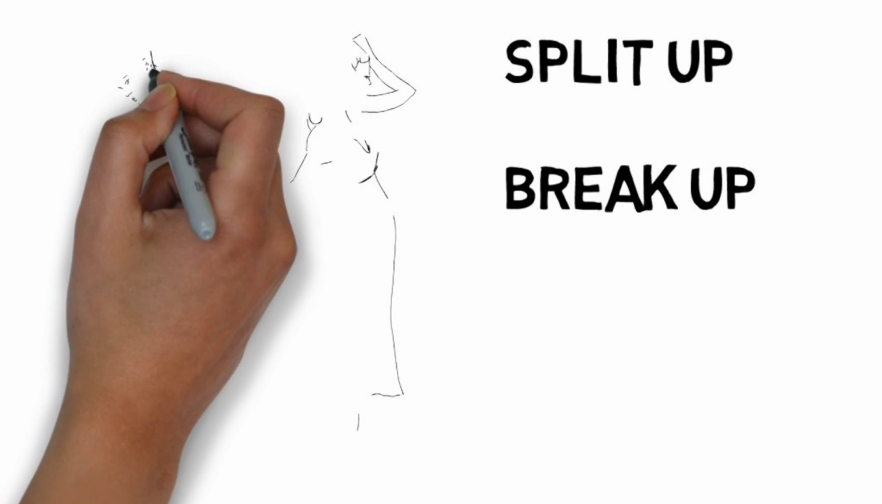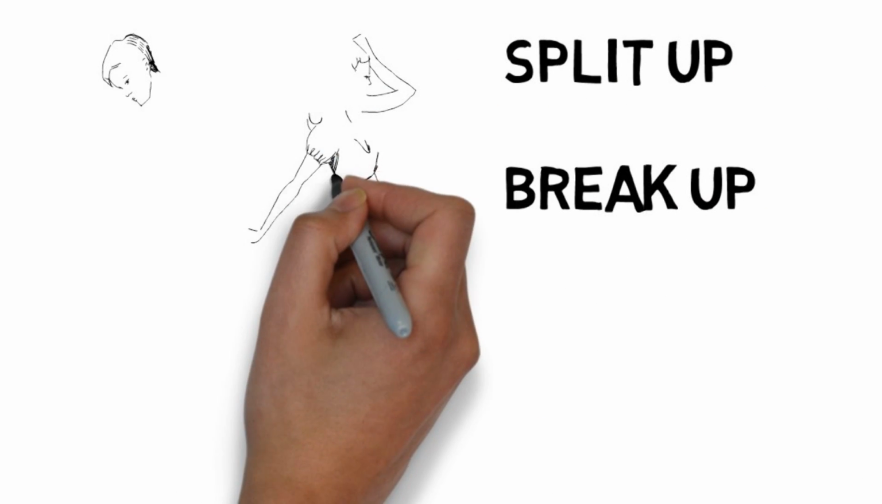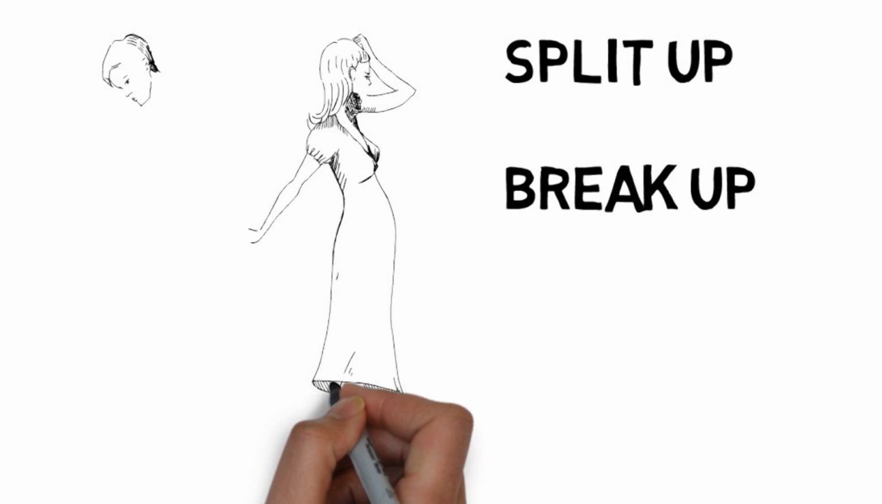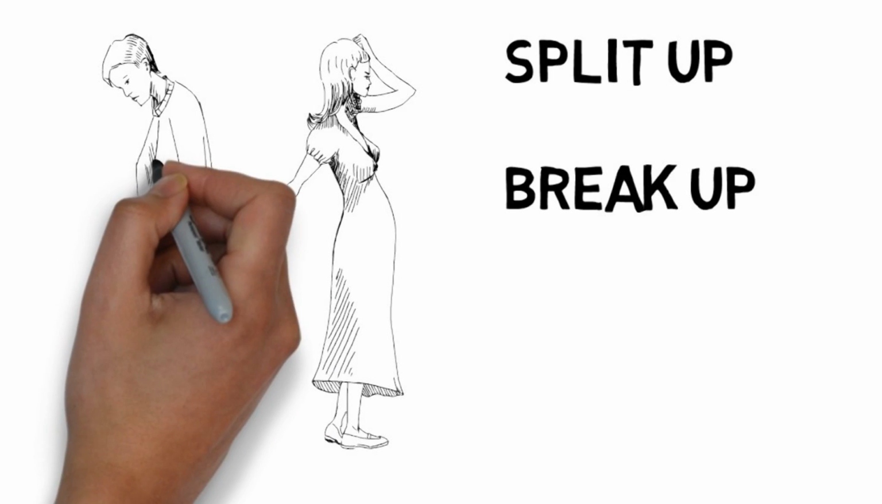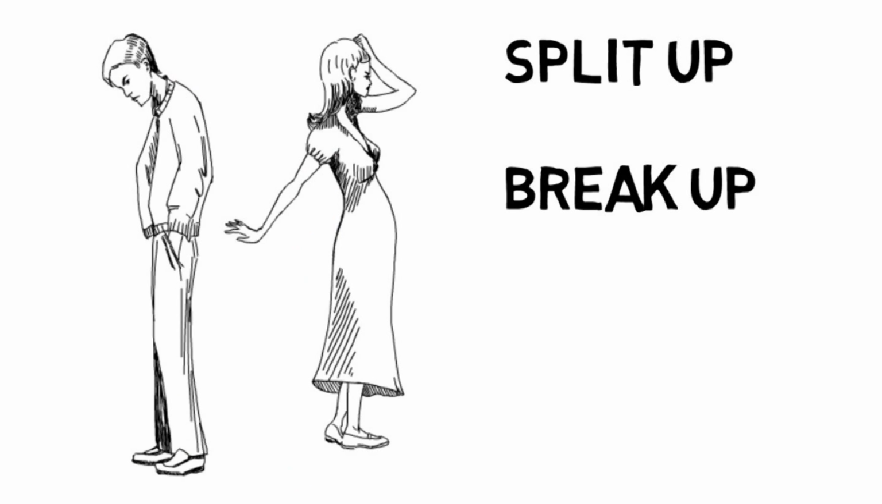Okay, the next picture shows a boy and a girl who have maybe been arguing, and unfortunately they have decided to break up, to split up. Both of these phrasal verbs mean the same thing. They mean to end a relationship. Break up or split up.